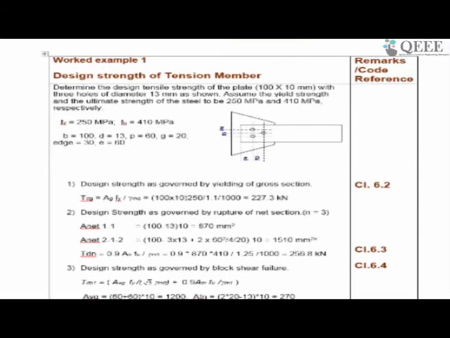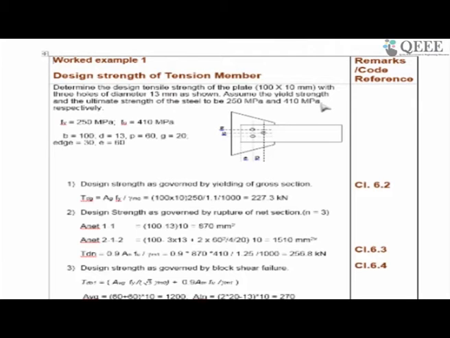Thank you, sir. So let's quickly have a few tutorials. First one is a worked example on the design strength of a tension member with 3 bolts. Determine the capacity of the plate 100 by 10. Let's say the width of the plate is 100, the thickness is 10 mm, and there are 3 holes of diameter 13 mm. Basically the bolts may be 12 mm diameter bolts, and assume the yield strength and ultimate strength of the steel to be 250 MPa and 410 MPa.